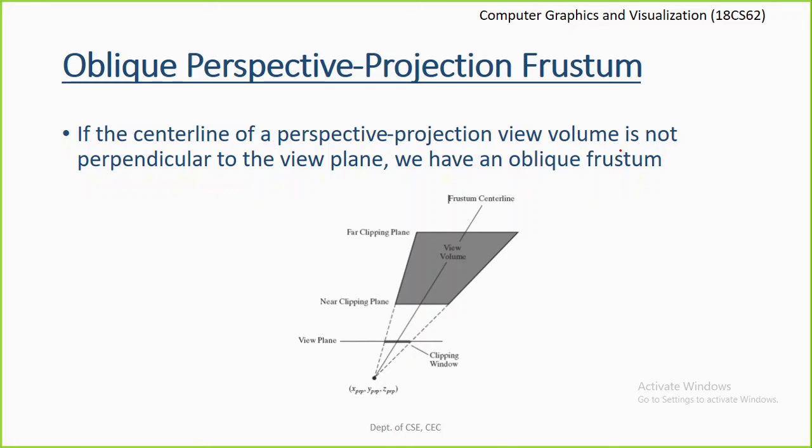If the center line of the perspective projection view volume is not perpendicular to the view plane, as you can see here, this angle is not 90 degrees. I mean the angle between the center line and the view plane. If it is not perpendicular to the view plane, then we have an oblique frustum. So in simple words, any non-symmetric perspective projection frustum can be categorized as an oblique frustum, where the center line of a perspective view volume is not perpendicular to the view plane. That is what we call the oblique perspective projection frustum.